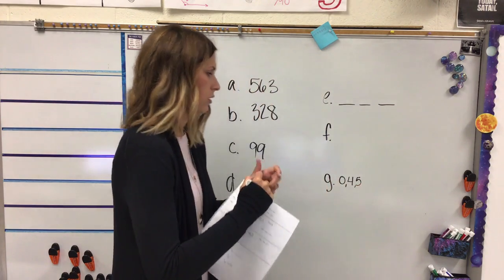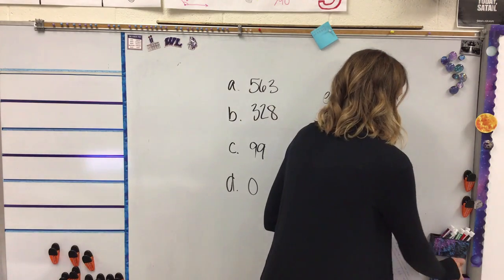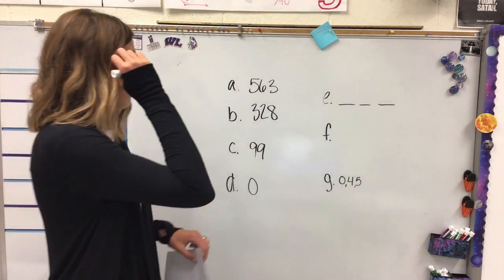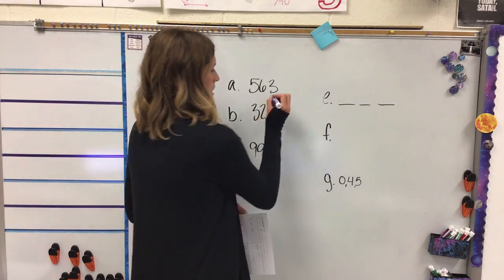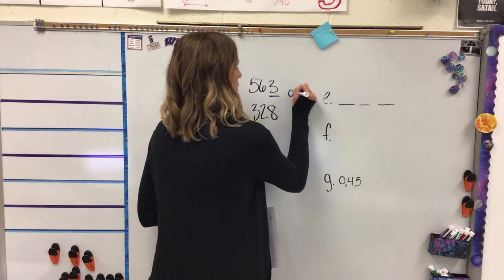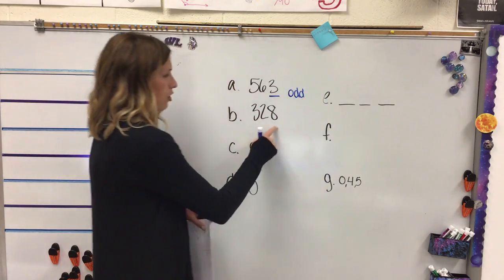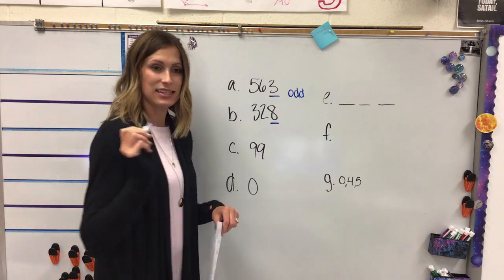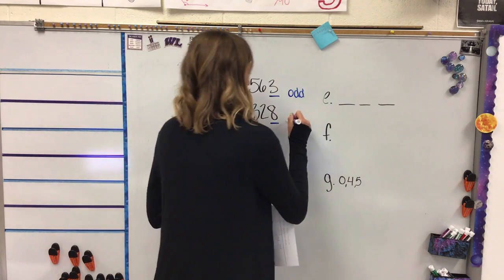Hopefully you got through the first 4 already. Let's look at the last digit to determine if these are even or odd. 563 ends in a 3. 3 is odd, so the whole number is odd. 328 ends in an 8. 8 is even, so the whole number is even.